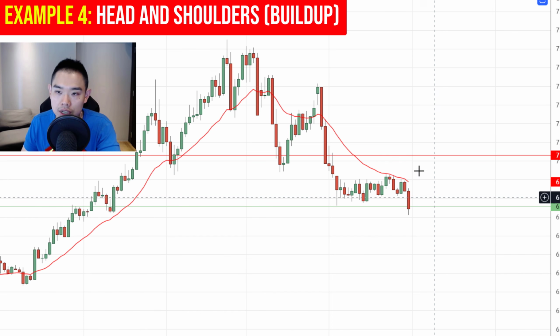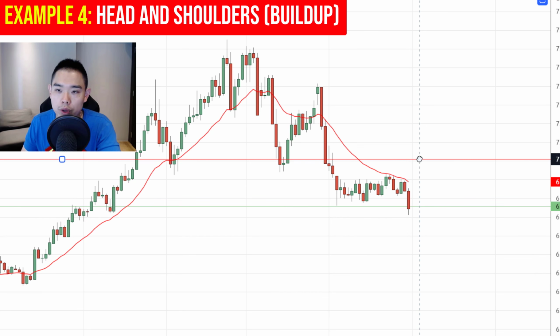Now, what about targets? For targets, there are numerous ways we can go about it. We can use, for example, the 20-period moving average to trail our stop loss. This means if the price breaks and closes above the 20-period moving average, then we exit the trade. If not, we hold on.